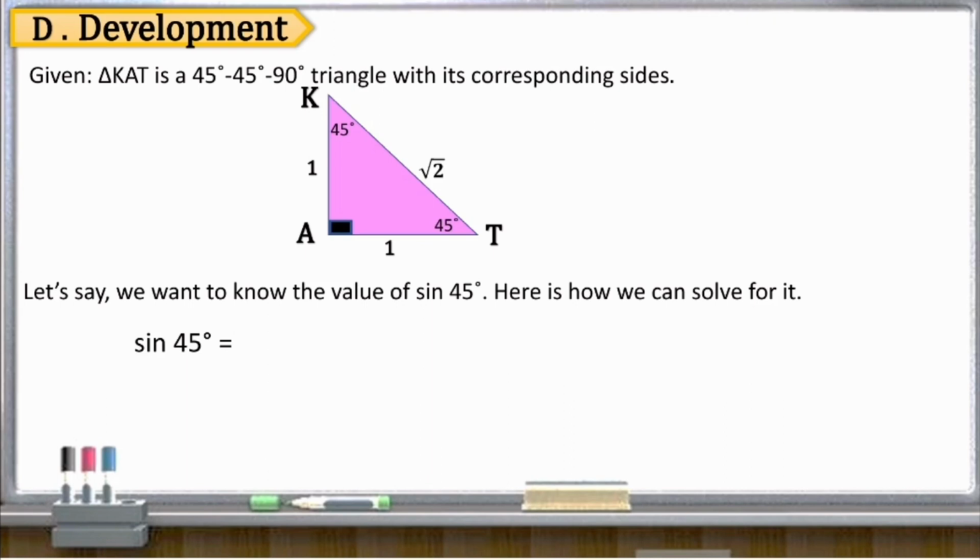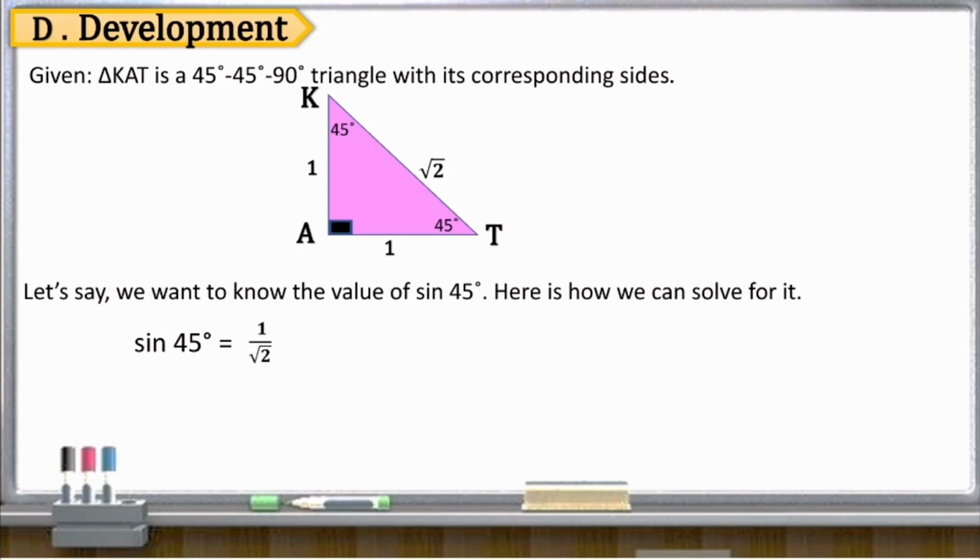Parehas lang naman class yung magiging opposite side and adjacent side, kahit alin dito yung ating maging reference angle kasi nga parehas naman siyang 45 degree. So, solve na natin yung sine 45 degree. Sine is opposite over hypotenuse. Ang opposite natin dito class is 1 at yung hypotenuse natin ay square root of 2.